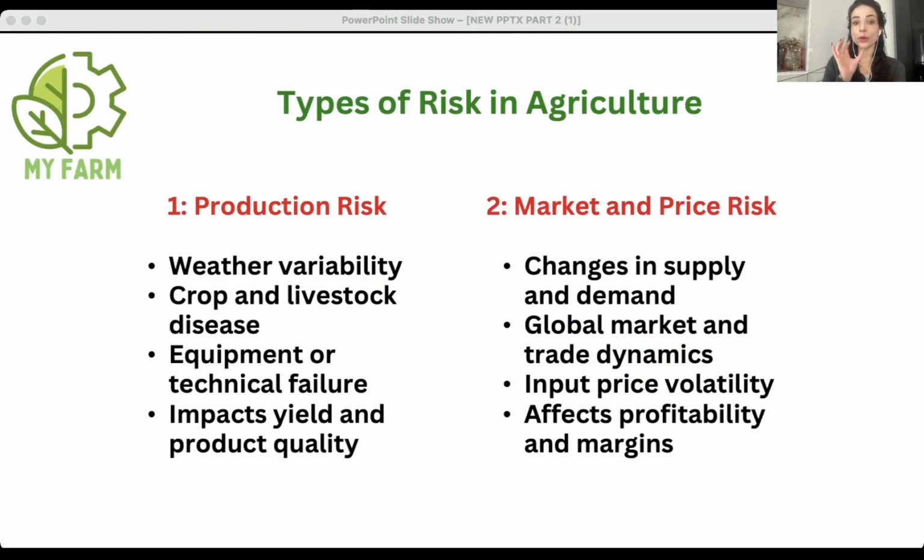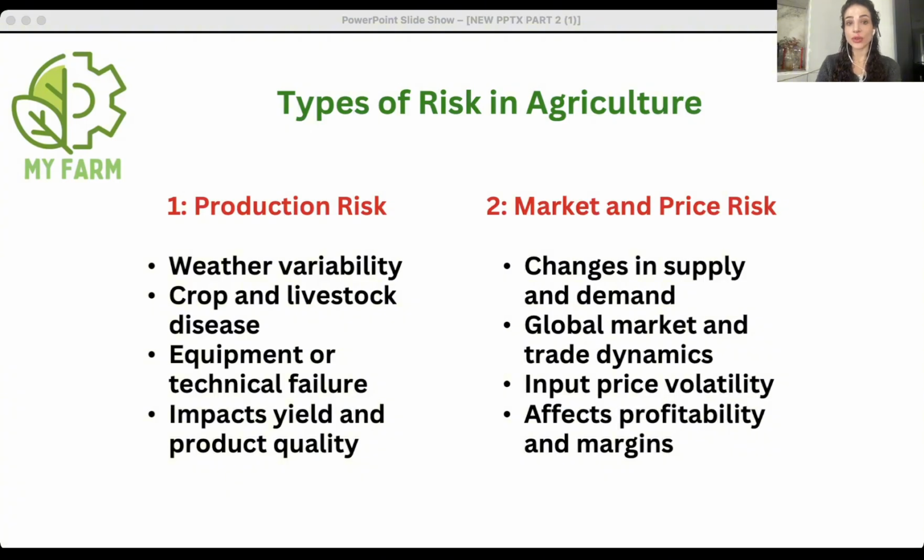Now we are going to focus on the types of risk in agriculture. We can say that risk in agriculture is multidimensional, and understanding its sources is the first step toward mitigation. So production risk. This includes weather variability, crop or livestock disease, equipment failure, and other biological or technical factors that affect yield and its quality.